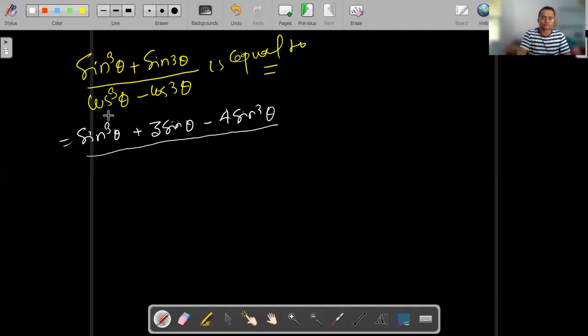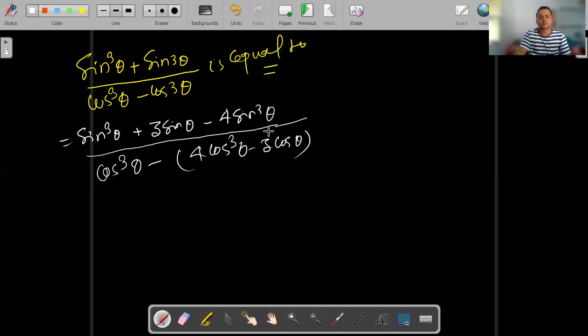Divided by cos 3a. Actually, here we have cos cube a, so better you write cos cube theta, and this formula you convert: cos 3a is 4 cos cube a minus 3 cos a. That's it. Clear? Now you simplify it.